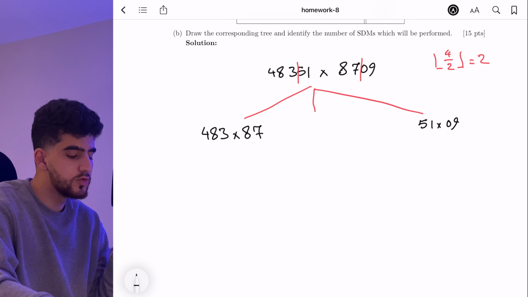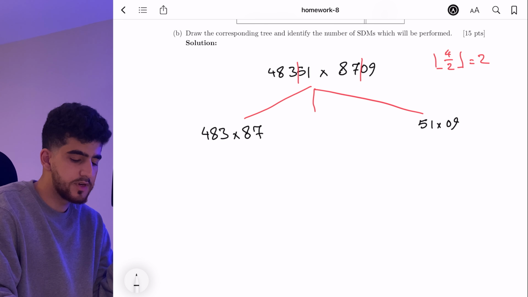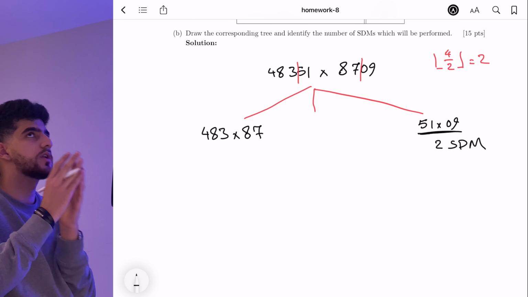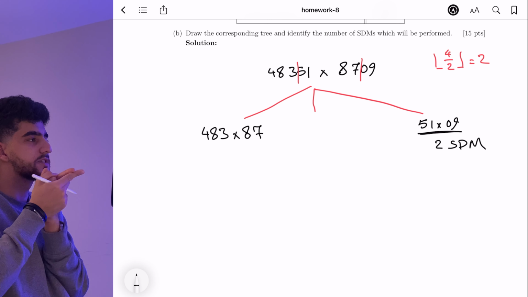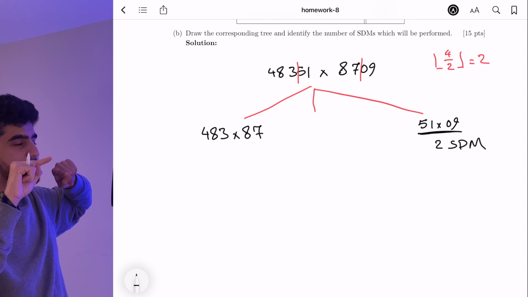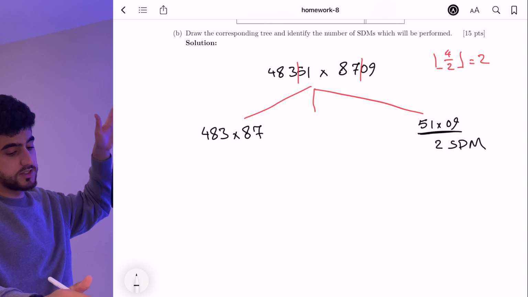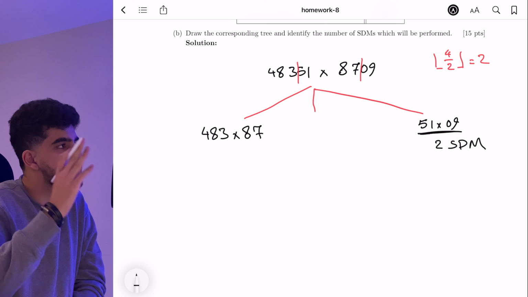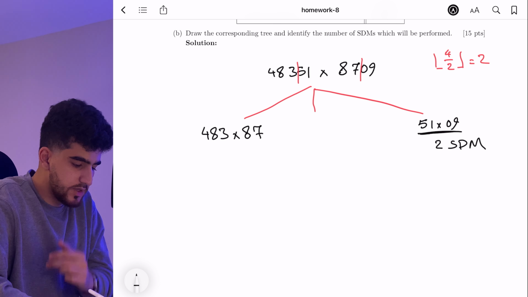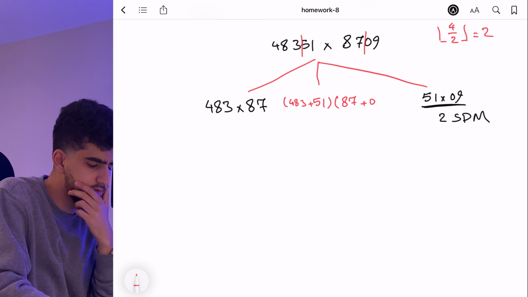And when we multiply these 2, one of them has only a single digit. So in here, we're going to have 2 single digit multiplications. Why? Because when one of our numbers has only 1 digit, the number of single digit multiplications will be equal to the number of digits in the other number, because we have to multiply this digit to all of those digits at least once. In here we just do this school book multiplication. So it's going to be 1 times the length of the other one. And the last one is this: 483 plus 51 times 87 plus 09 or 9.